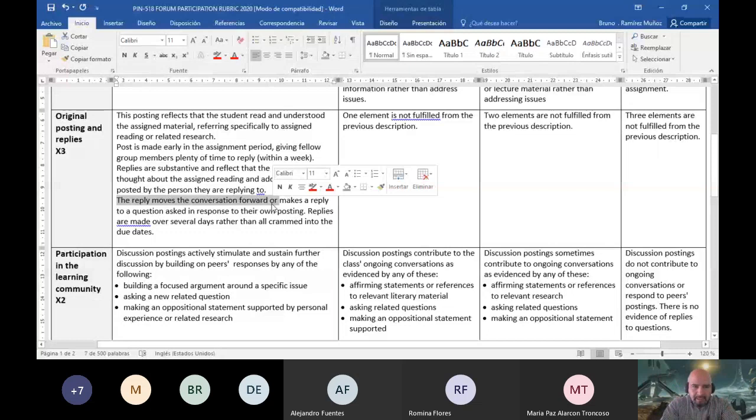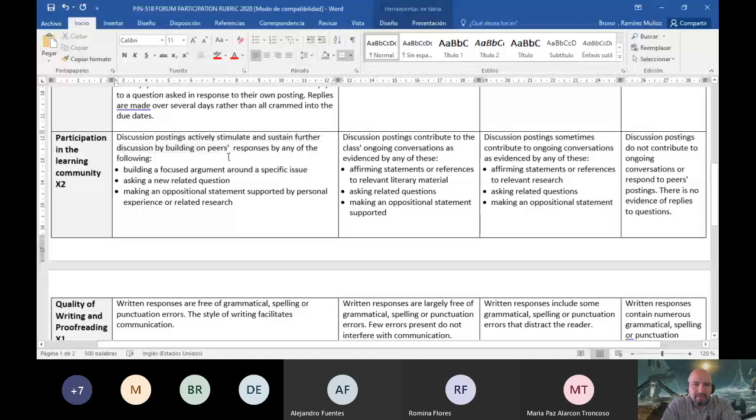In terms of the participation in the learning community, the postings stimulate further discussion, build on peer responses. So your posting can focus on, can be about one specific argument. You can ask a related question. Okay, so you open up the discussion, so you give other members the opportunity to join the conversation, and or you can make a positional statement. You can play the devil's advocate, right? You can actually say, but okay, but what if this had gone in a different direction?